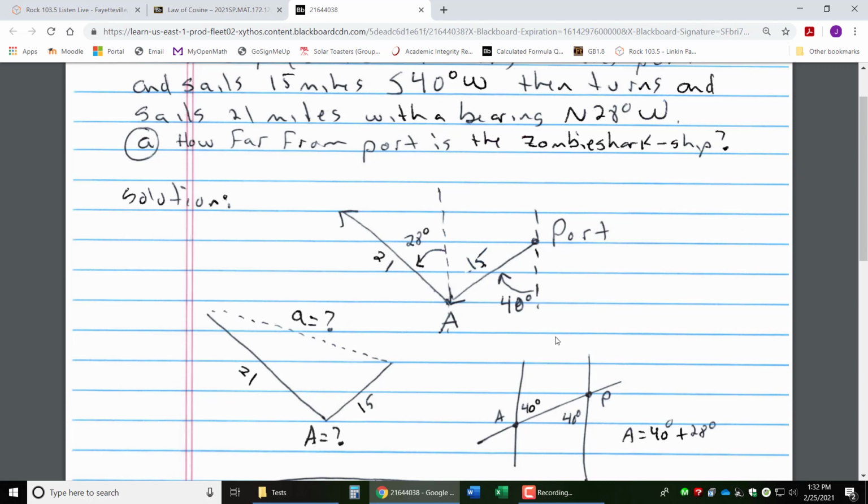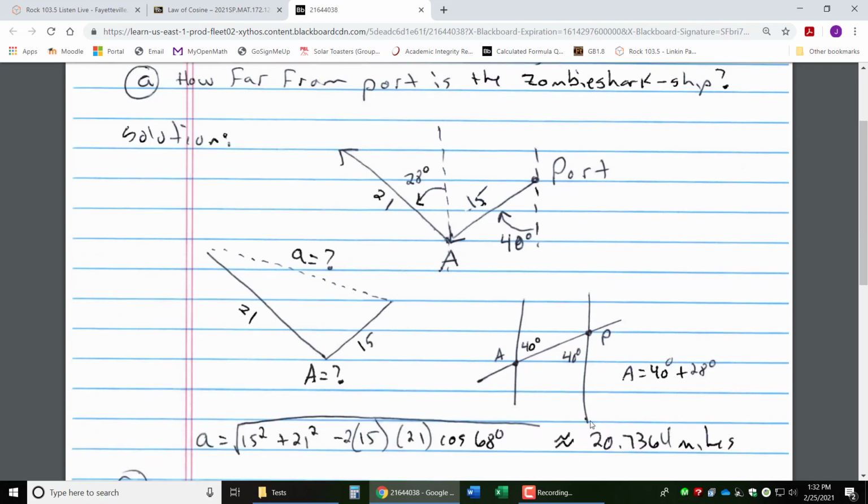There's a parallel line rule, alternating interior angles. The two dashed vertical lines are my north-south lines, so they're parallel. The line from A to P, the port, is where that 40 degrees is. On the other side of that line, the other angle is also 40 degrees, which is this angle a little bit to the right of that dashed line where the 28 is. So angle A in the triangle is 68 degrees.